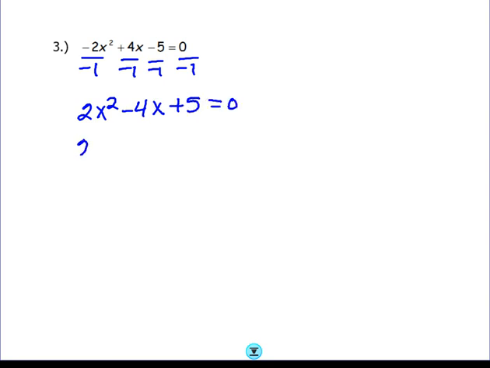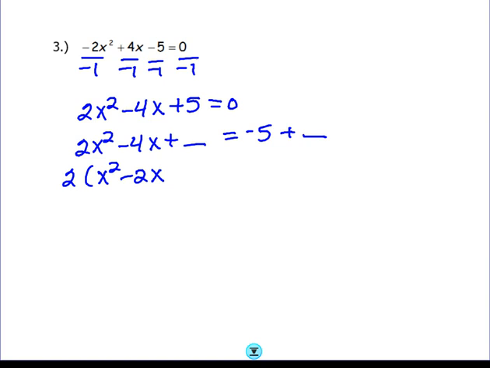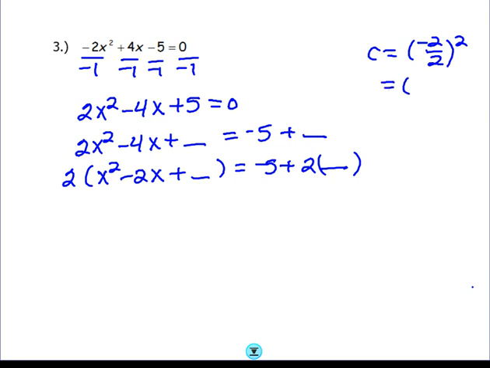All right, let's isolate. Since I have a lead coefficient, I have to factor that out before I find c. And don't forget, because I have that, I'm going to have to multiply it on the other side. All right, c. It's always half of b, squared. So negative 1 squared is 1. So I'm adding 1, and this is going to be 2 times 1.